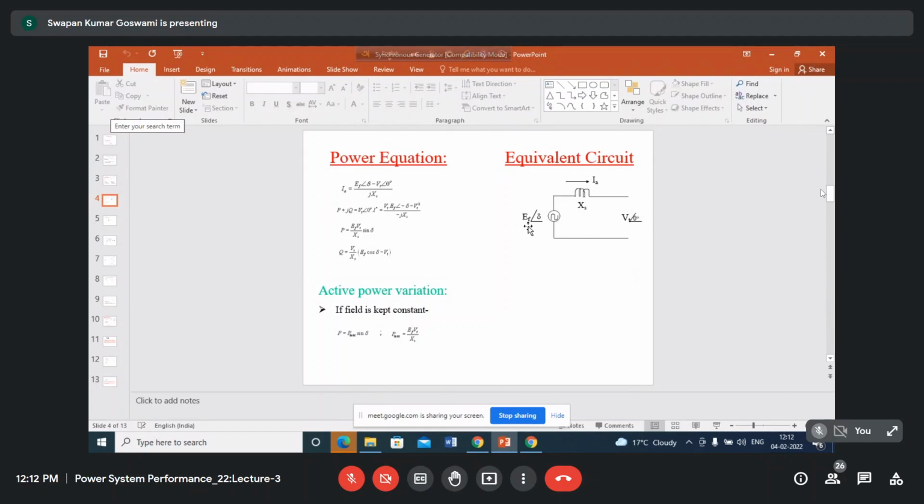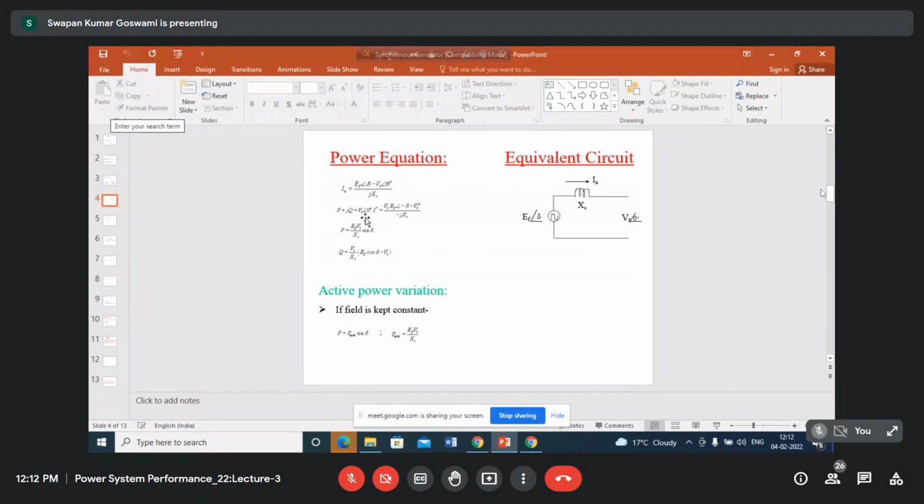Now power flows from leading to lagging angle. Delta is EF at an angle delta. So delta is the phase angle at which the induced voltage is leading the terminal voltage, and the current delivered by the generator is given by this expression, EF at an angle of delta, this voltage minus this voltage, by jXs.